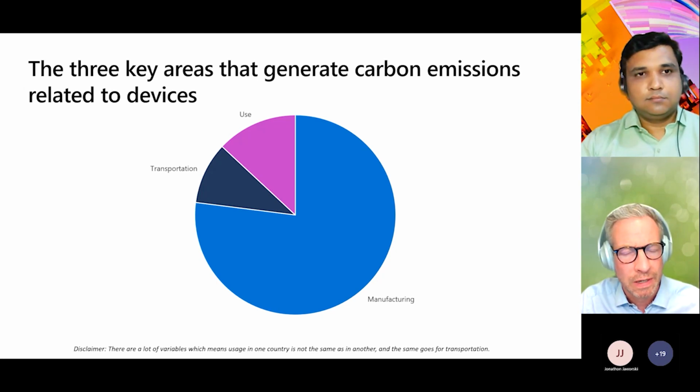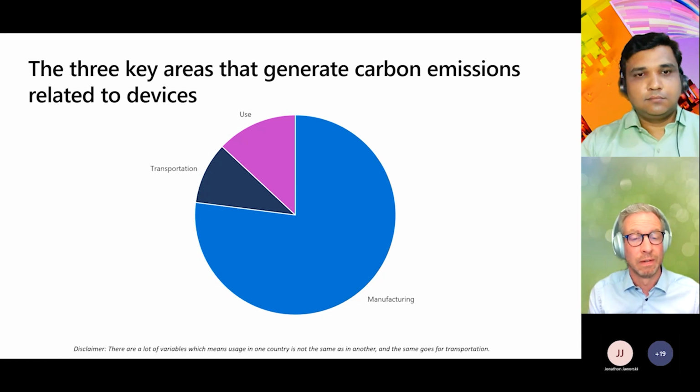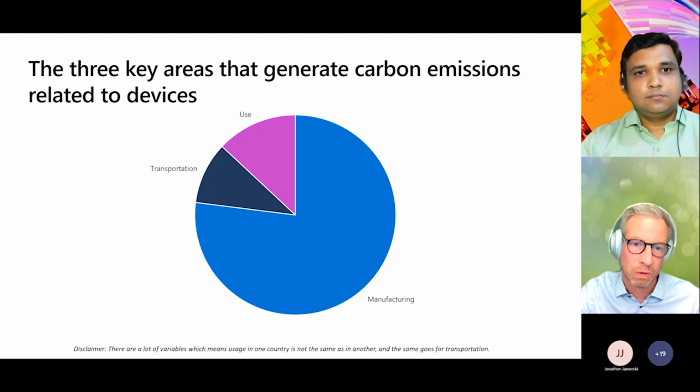So the third largest area that generates emissions is transporting the device from factory to you as a customer. The closeness of where the device is manufactured to where it is sent differs, of course, as does the form of transport, depending on if it's by plane, by boat, or by truck.